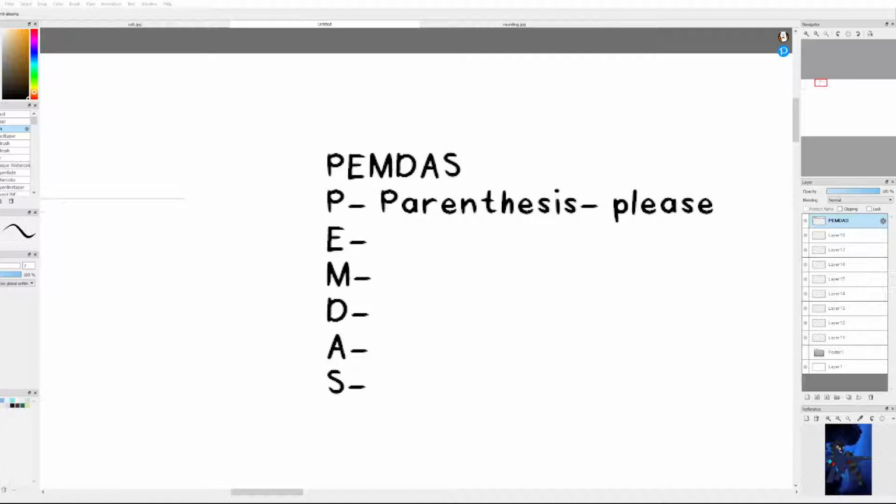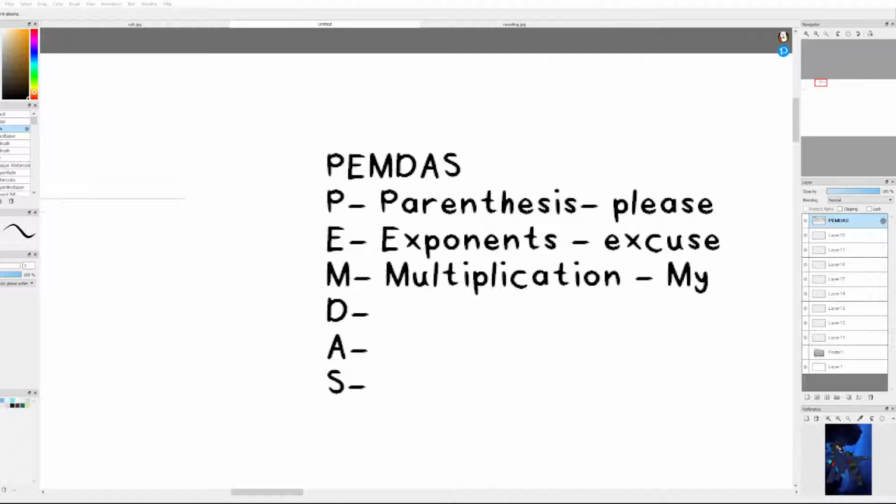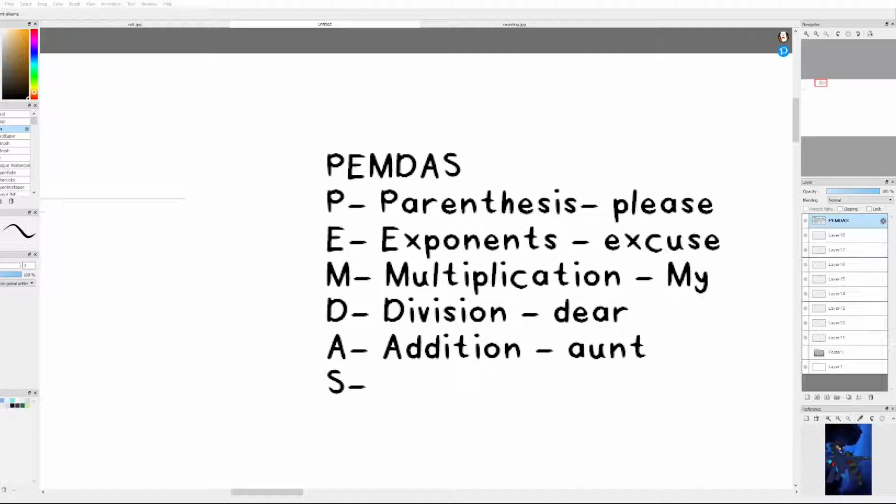E would stand for exponents, which is "excuse" in the acronym. The M stands for multiplication, which can stand for "my." The D stands for division, which can be "dear" in the acronym. And the A is addition, which stands for "Aunt." And then the S would be subtraction, which would be "Sally," which leaves us with, please excuse my dear Aunt Sally.